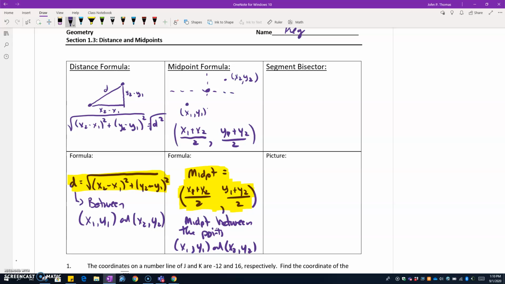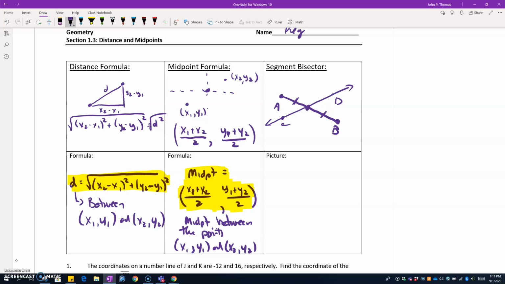Now, moving on to segment bisector, that's any geometric object that cuts a segment exactly in half. So if I have segment AB, I can have a segment bisector that's a line. So I could have something like this, line CD, and as long as it cuts AB perfectly in half at that intersection point, then it's considered a segment bisector.